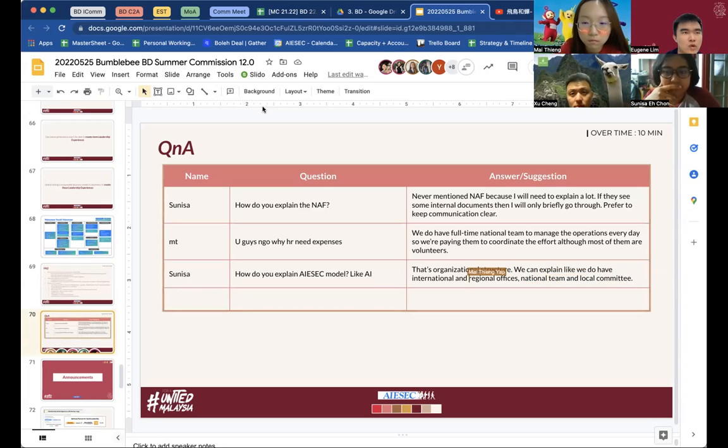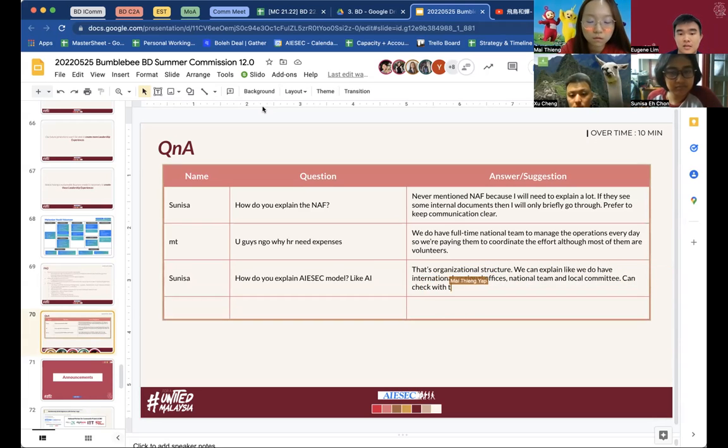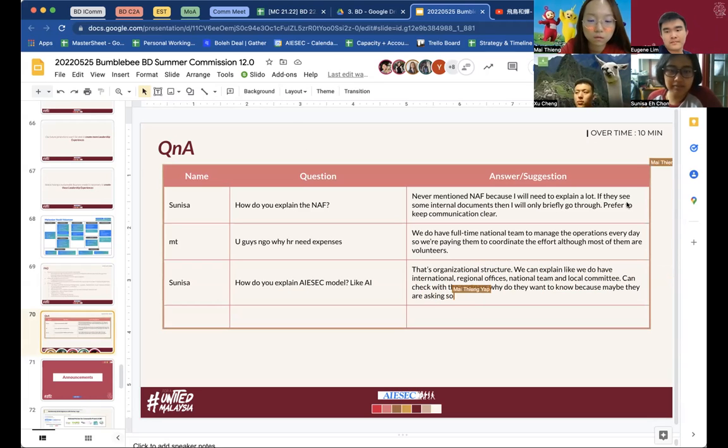But I think one thing to keep in mind is you can check with the partner why they want to know the organizational structure. Maybe they're asking something else. If it's just purely curious, then you just explain. But if they want to ask something else, then once you know what they're trying to ask, you can answer. Okay, yeah, you can explain about AI. Okay, anyone else? Any other things?